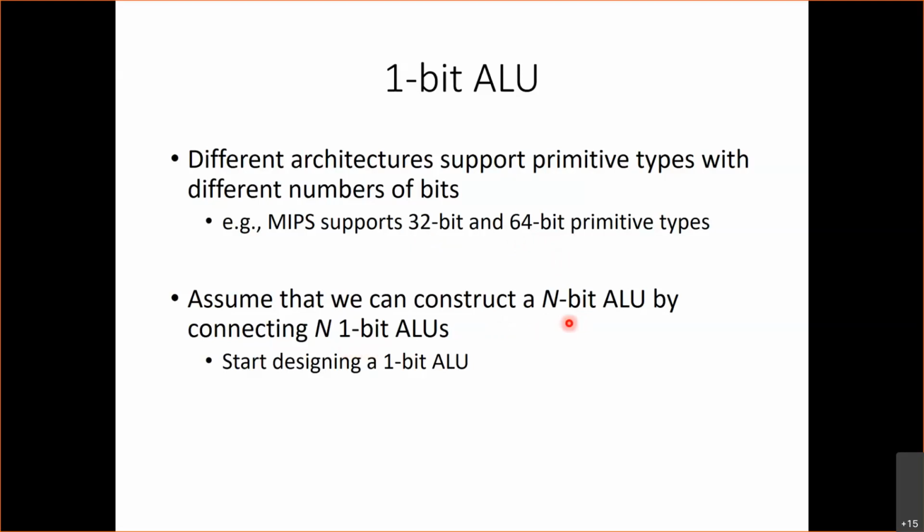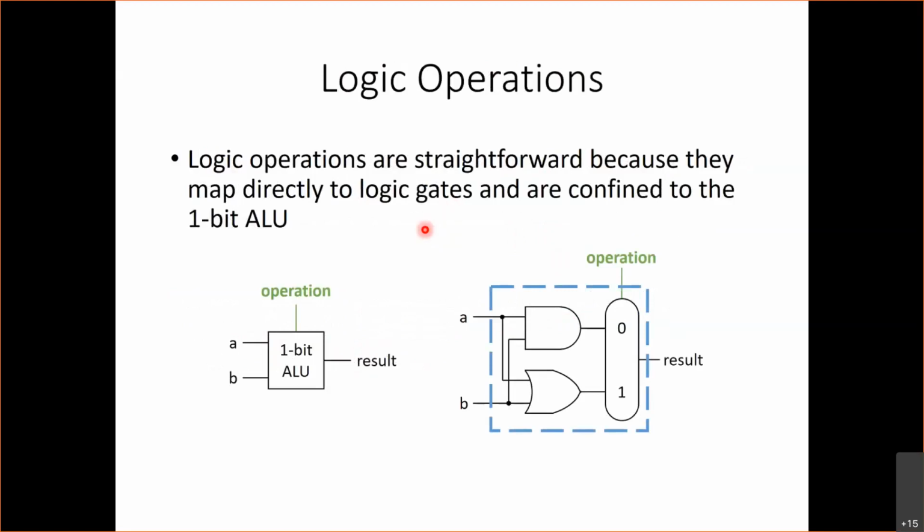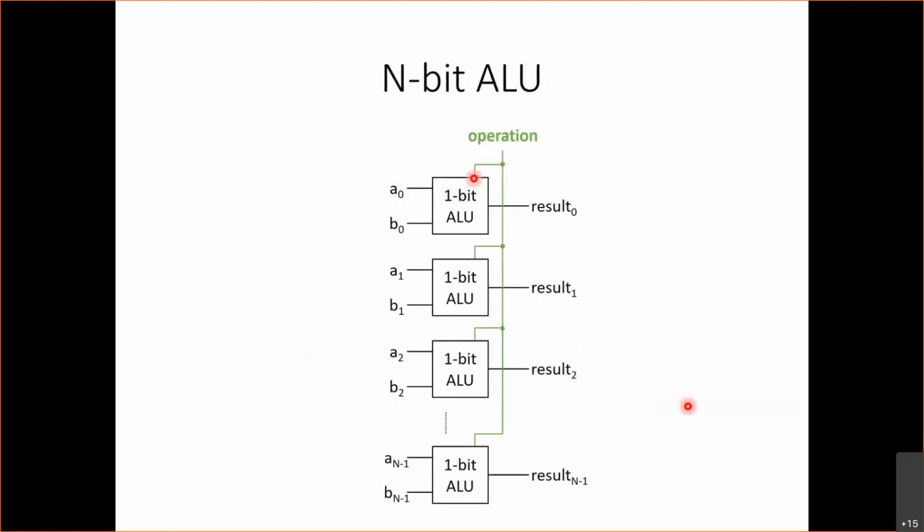So we started with logic operations, and we said that we can build a 1-bit ALU that does AND and OR by simply passing the operands to an AND gate and OR gate, and then using the operation signal to select one of these two results. Then we said that we can put these 1-bit ALUs together to form an n-bit ALU. So here, each 1-bit ALU processes one of the bits in the n-bit inputs to produce an n-bit output.